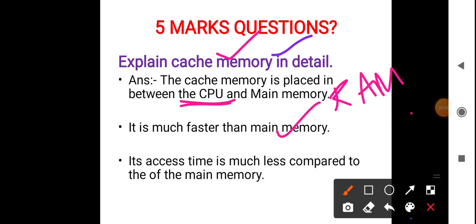So its access time is much less when we compare it with the main memory. The accessing time for the cache memory will always be less than that of the main memory. So the data in the cache memory can be accessed for processing rather than the data accessed from the RAM. The cache memory can access and process instructions at a faster rate.